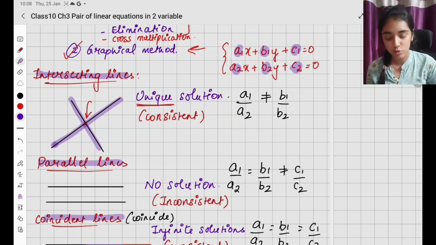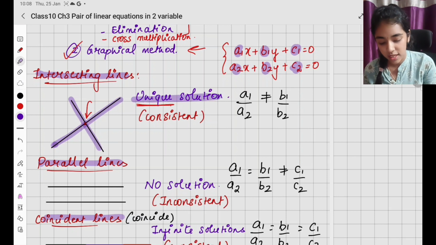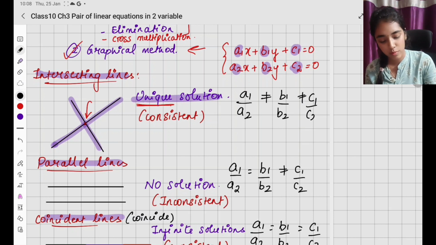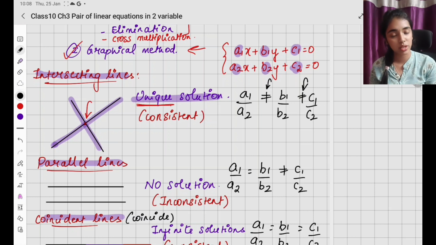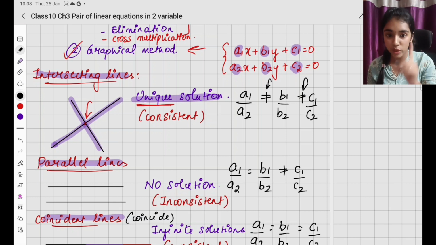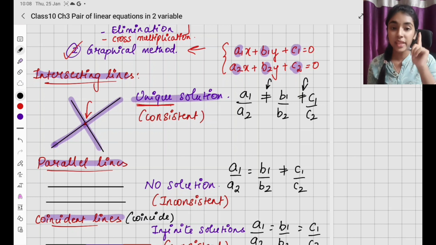c1, c2. Okay? இப்போ யூனிக் சொல்யூஷனுக்கு you have a1 by a2 not equal to b1 by b2 not equal to c1 by c2. Okay? மொத்தத்தில் எதுவுமே ஈக்குவலாக இருக்காது. The ratio of the coefficients of corresponding x, y and constant are not equal. Okay? இது unique solution. Unique solution னா intersecting lines.